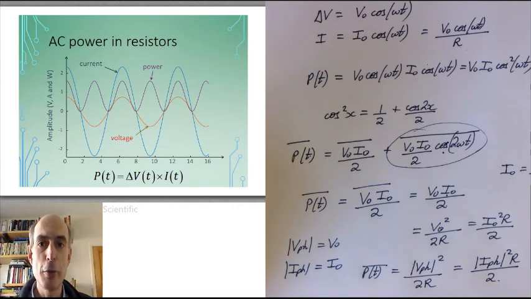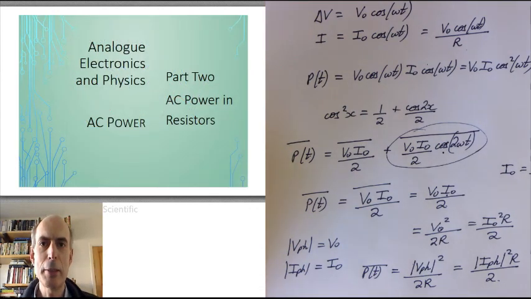And those are the only formulas that we need for representing the power dissipated by a resistor, on average, in terms of the phasor representations of the voltage and the current. Next time, we'll go and have a look at AC power in capacitors and inductors.